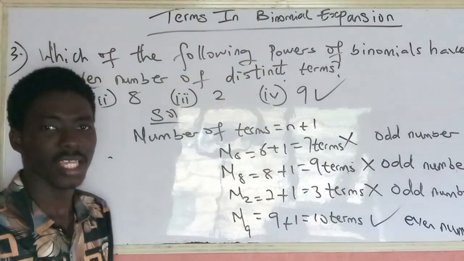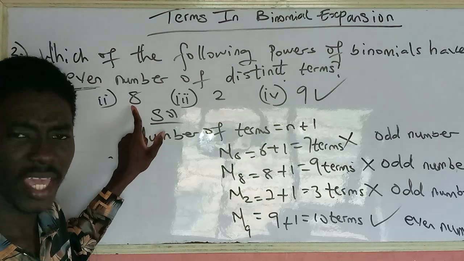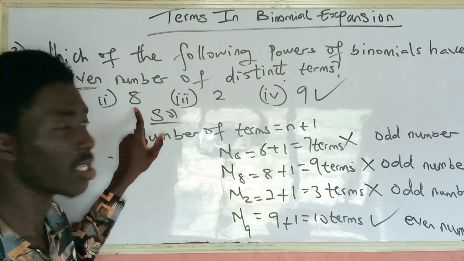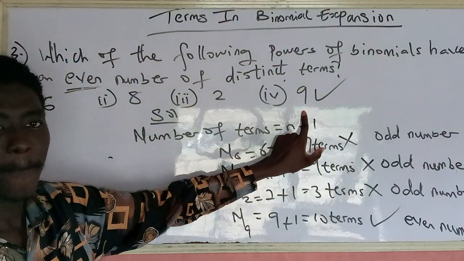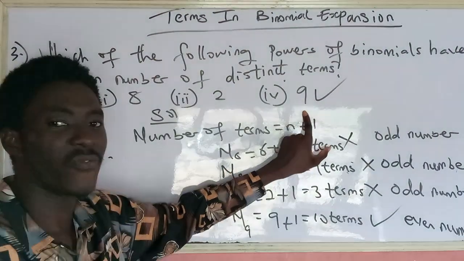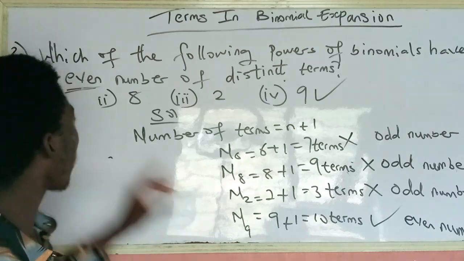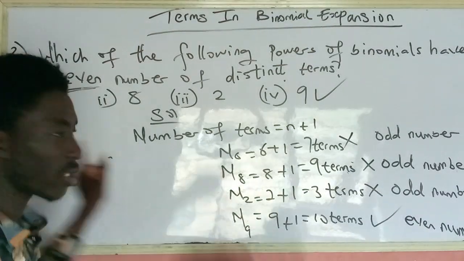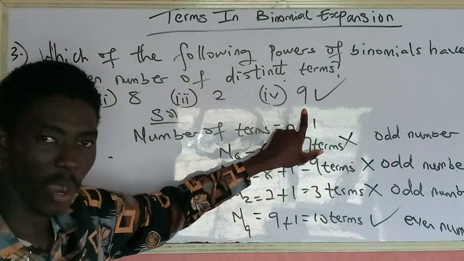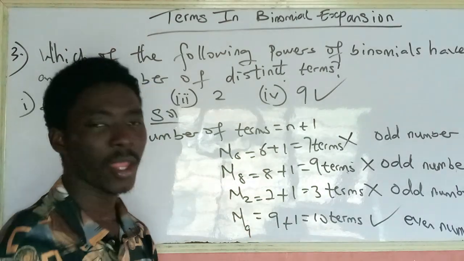So generally, let me tell you the point generally. Every power that is an even number will give an odd number of terms. Are you getting? Why an odd number? And a power that is an odd number will give an even number of terms. So you can see how it goes, they are opposite each other. Whenever you have a power of an even number, you get an odd number of terms, while if you have an odd power, it gives you an even number of terms.